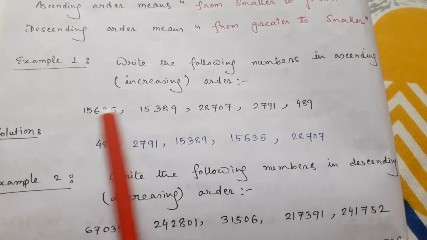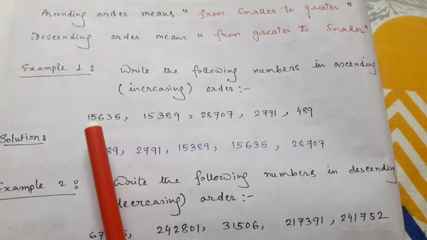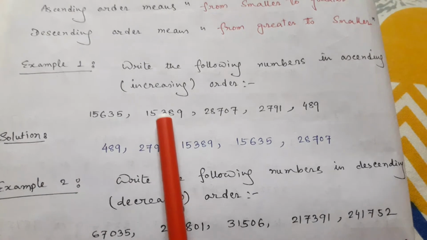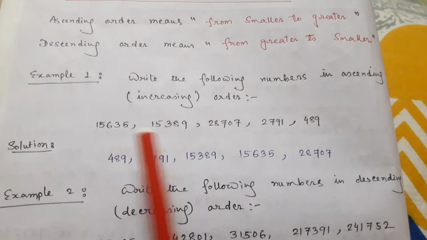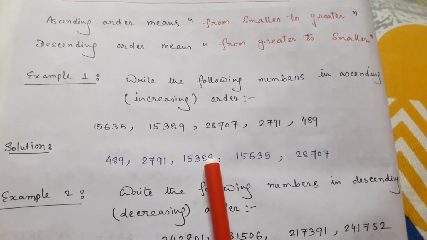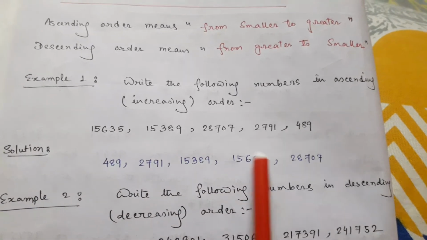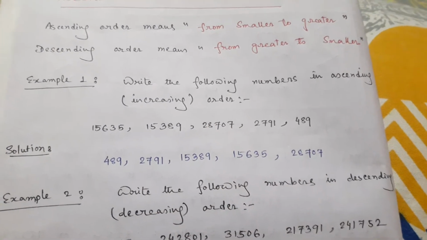Now comparing the thousands place, there is 5, there is 5, so we cannot conclude anything. Now comparing the hundreds place, there is 6 and there is 3. So 3 is less than 6. So this is the smaller number of these. So we have written 15389. After this will come 15635 and the remaining number 28707.